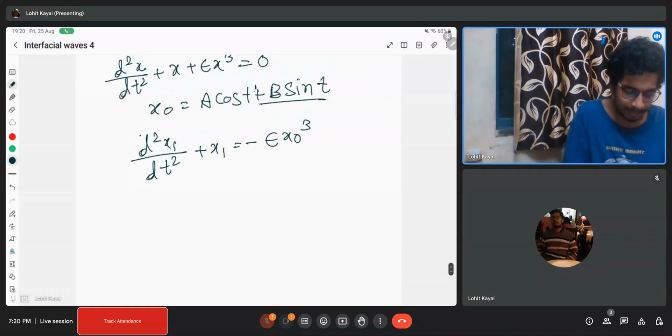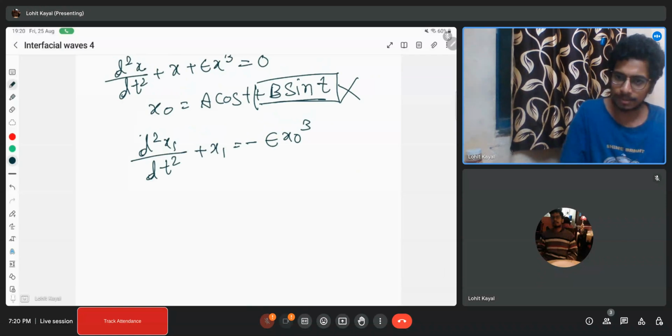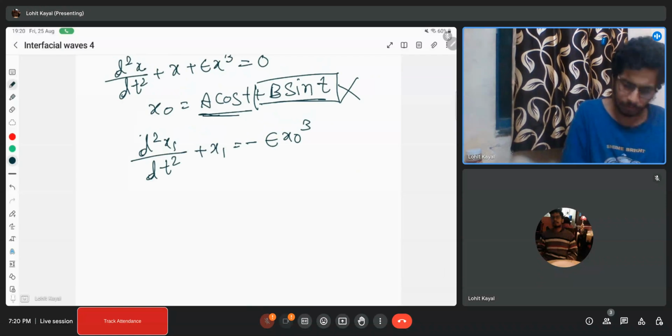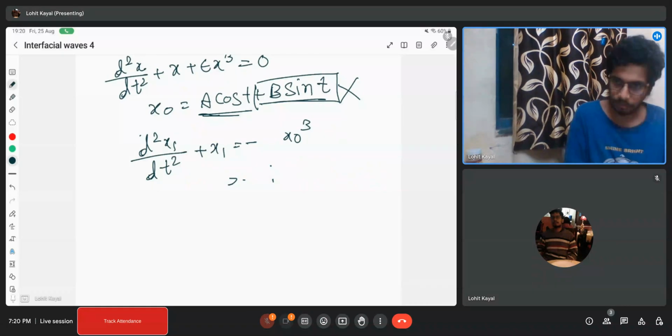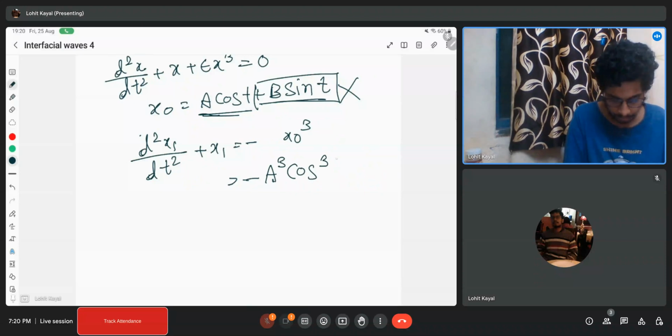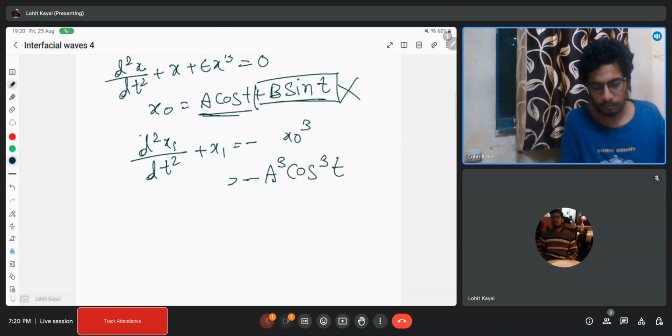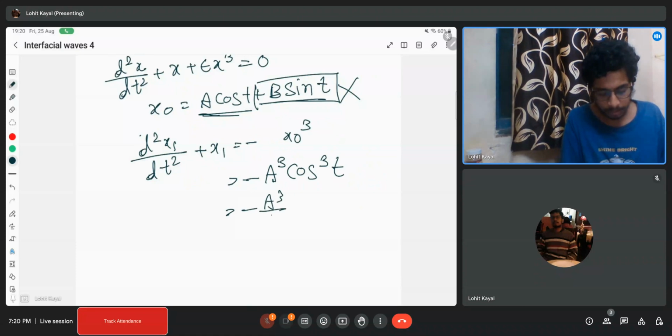So for the time being, let us not bother about the sine of t. Okay, we want to keep this simple. So let's just work with a cos t. So it will be minus epsilon. Now epsilon will not be here, only x naught cube, because this is anyway in order epsilon. So it will be minus a cube cos cube of t. And now what is cos cube of t? Just use your knowledge about trigonometry. It will be, I think, cosine of 3t plus 3 of cosine t.